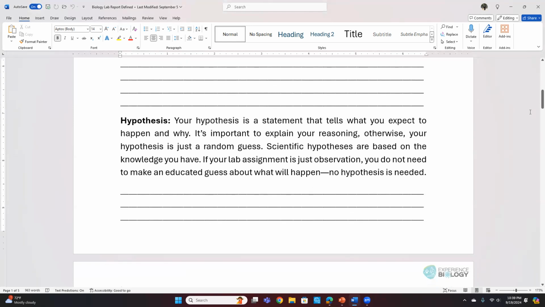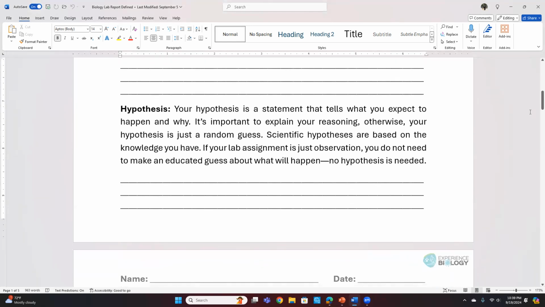And your hypothesis. For this particular lab, there is no hypothesis. So you can write on these lines, no hypothesis required. This is an observation lab.